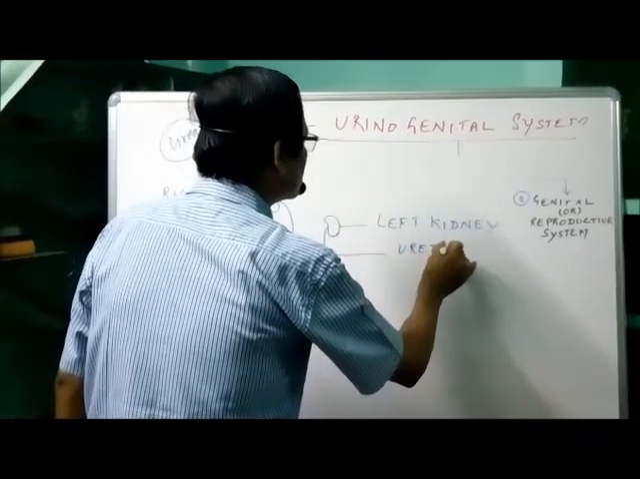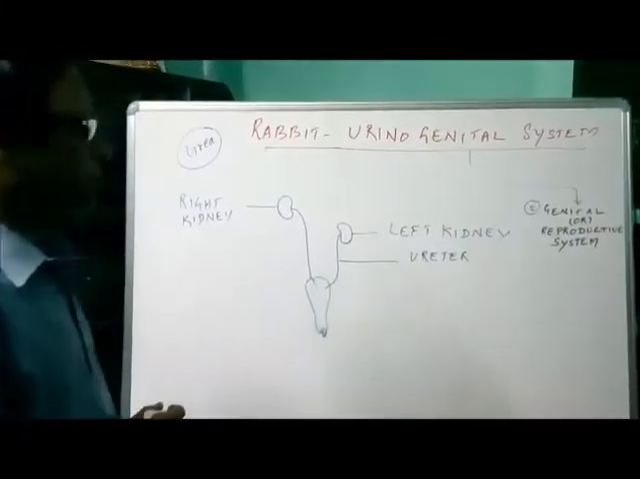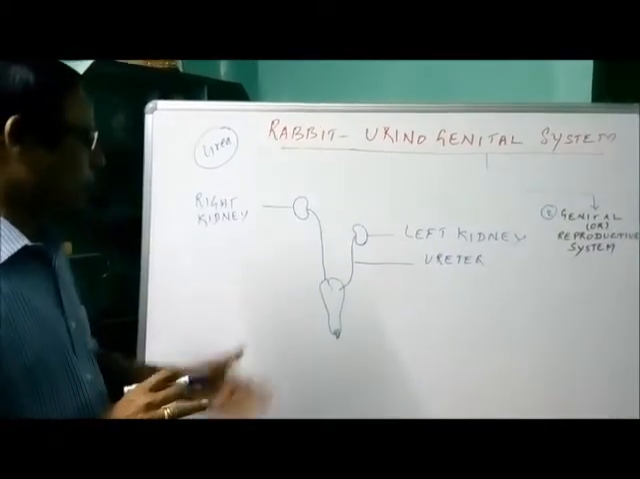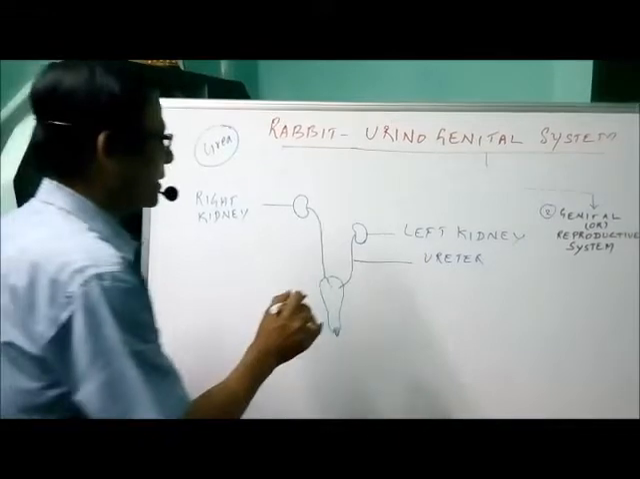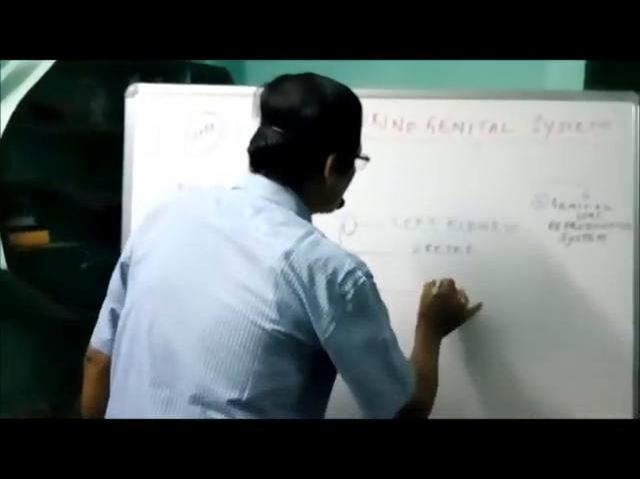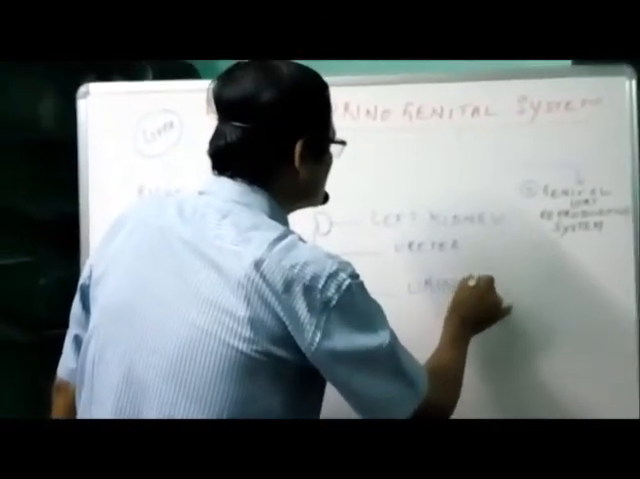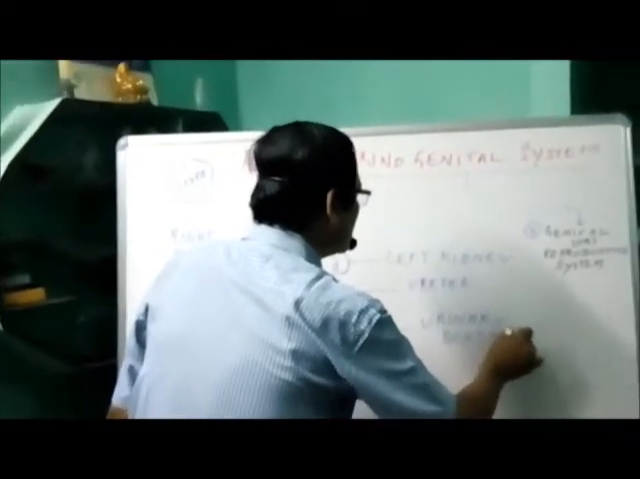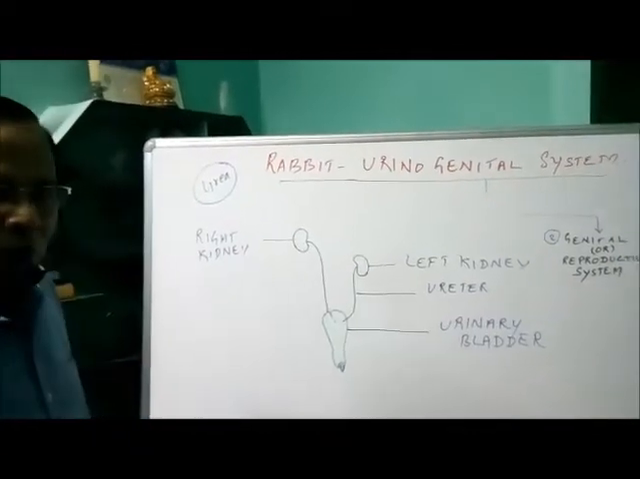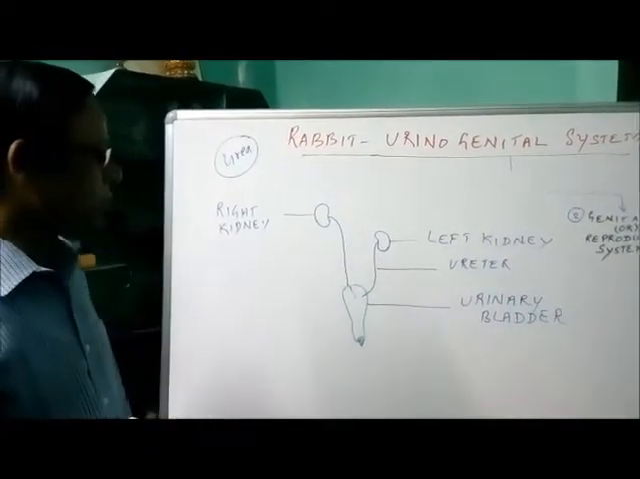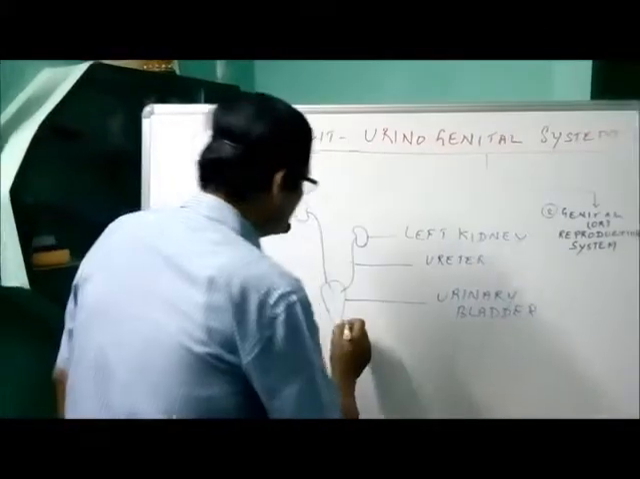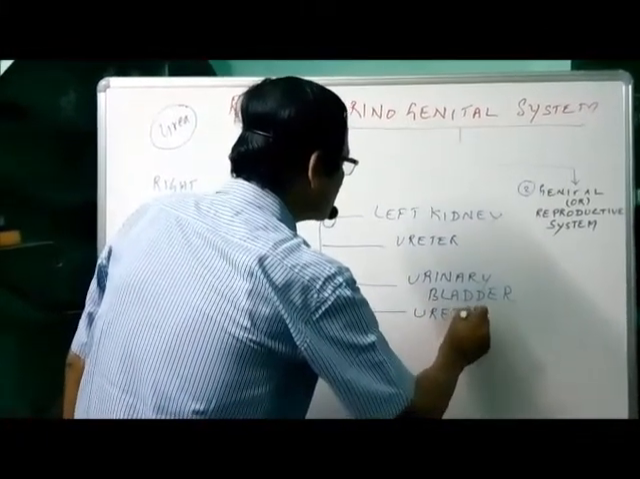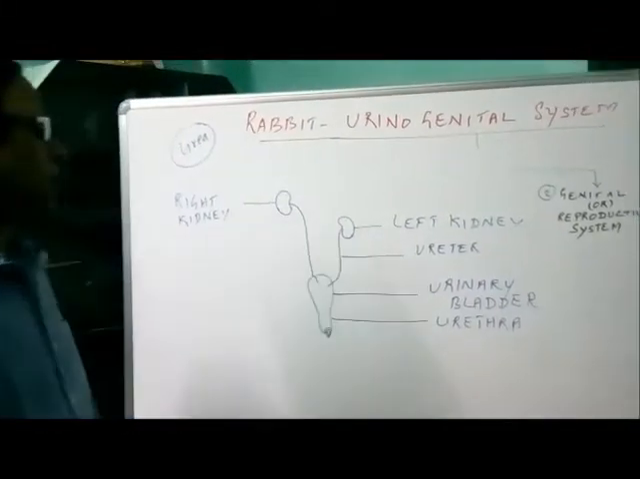Now, from each kidney, on the concave side, arises a tube, what is called ureter. It is running backward. So a pair of ureters, one from each kidney, run backwards and open into the urinary bladder. Now this is the urinary bladder. The urinary bladder passes the urine through a thick muscular tube, what is called urethra. So it opens outside.